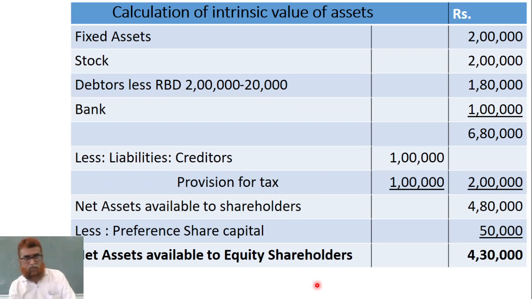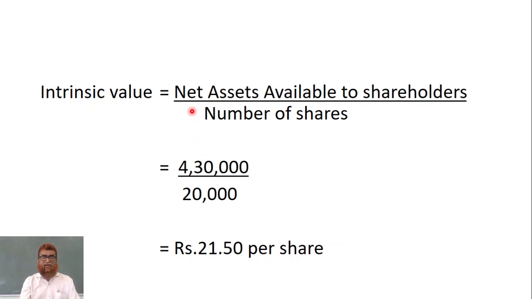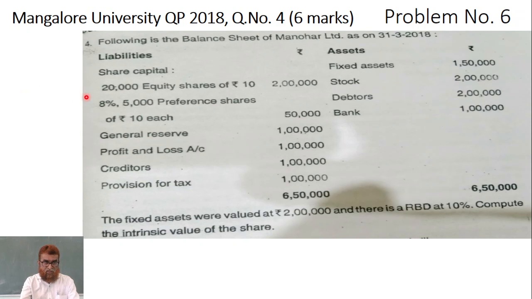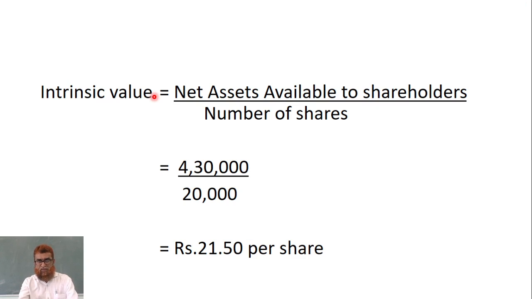Now we will move to the calculation. Intrinsic value is equal to net assets available to equity shareholders divided by number of shares. Here shareholders means equity shareholders. Net assets available is 4,30,000. Number of equity shares is 20,000, that is given in the problem here. So 4,30,000 divided by 20,000, you will get rupees 21.5 per share. This is the intrinsic value of the share for this problem.